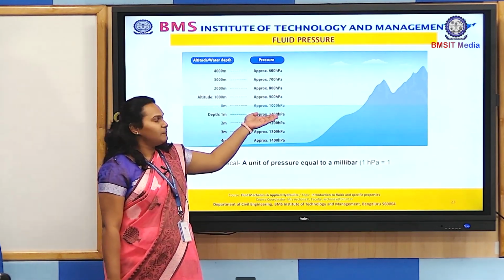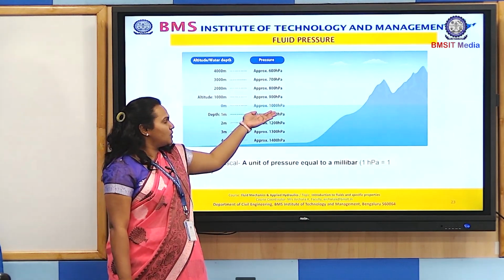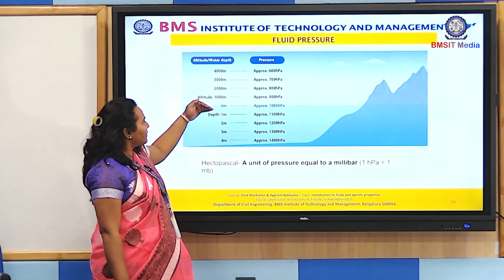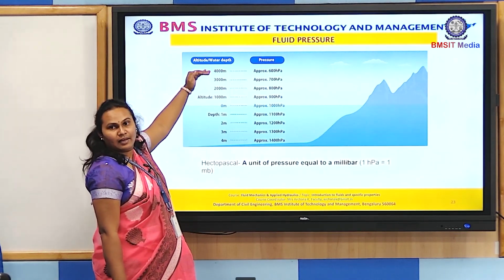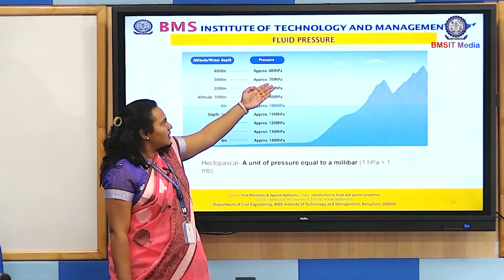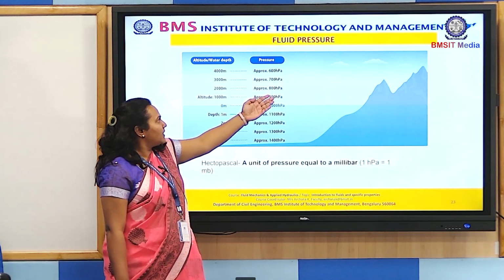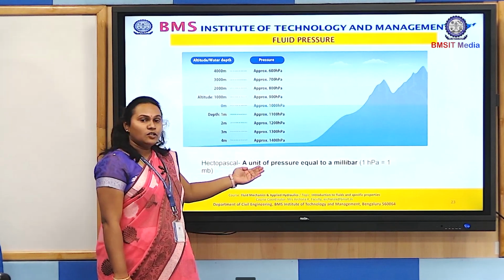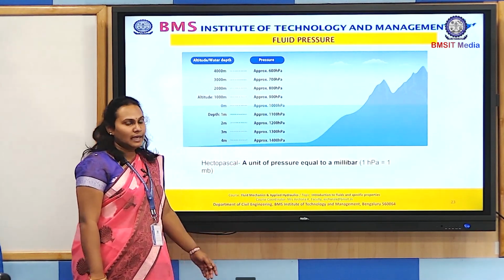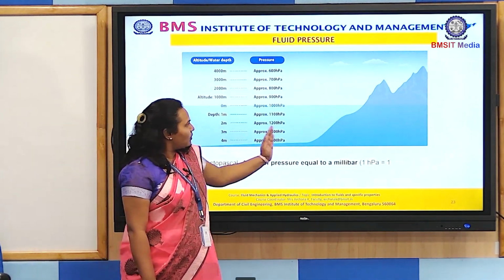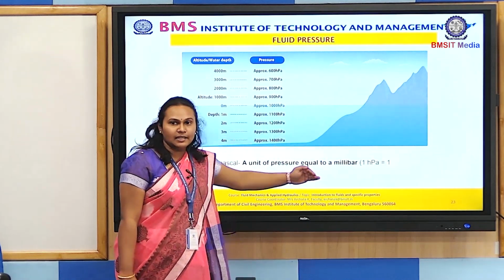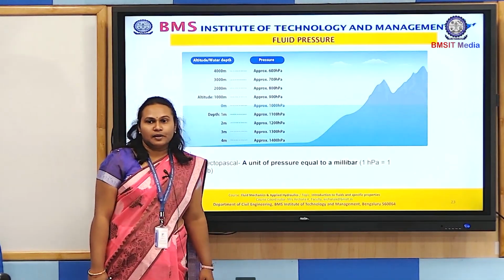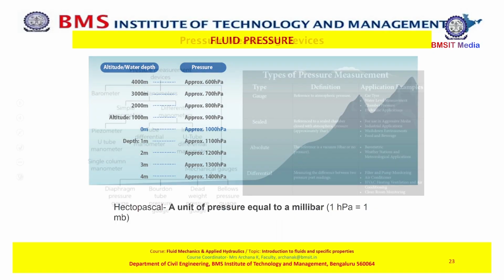At 0 meters, we have about 1000 hectopascals of atmospheric pressure, and above this there will be lesser pressure. You can see 600 hectopascals, 700 hectopascals and 900 hectopascals. But as you go deeper into the earth, the pressure is going to increase. The same thing can be mapped to the elevation and the decrease. Hectopascal is a unit of pressure that is equal to a millibar.